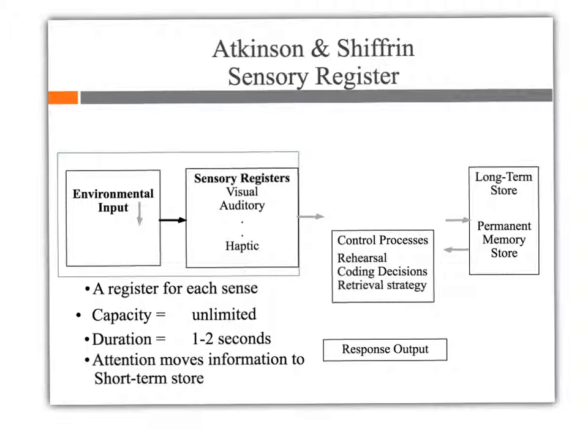But the point is, we just used our sensory register. The sensory register basically states that there is a register for each sense. The capacity is unlimited. The duration is 1 to 2 seconds. And if we don't pay attention to it, we lose it. That's why you might not remember all of the pictures that you saw very quickly. But if you did pay attention to it, if the images were personally relevant to you in any way, and you rehearse them, then you could move them into your working memory.